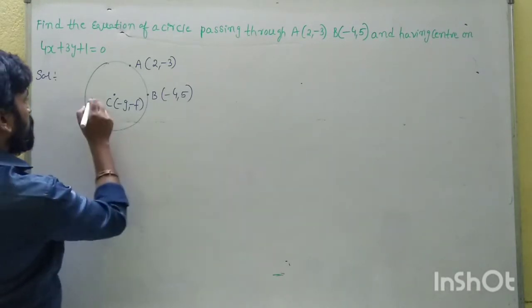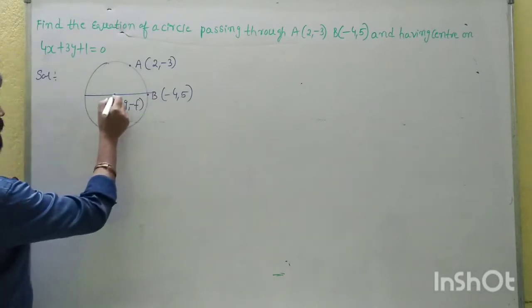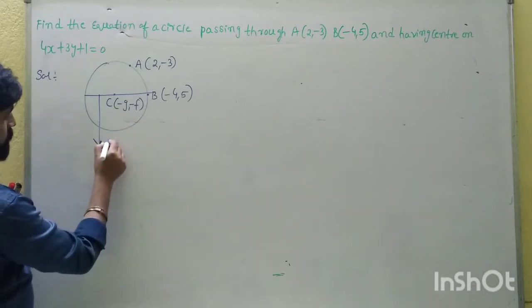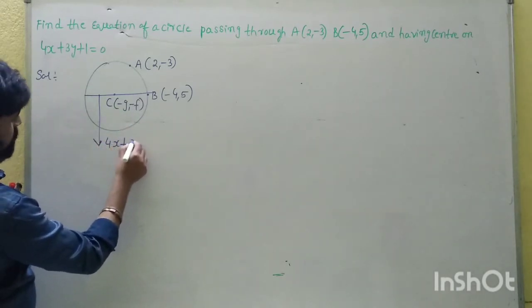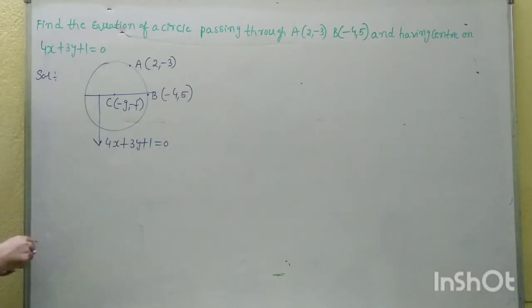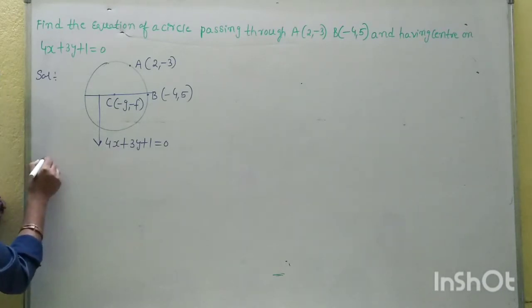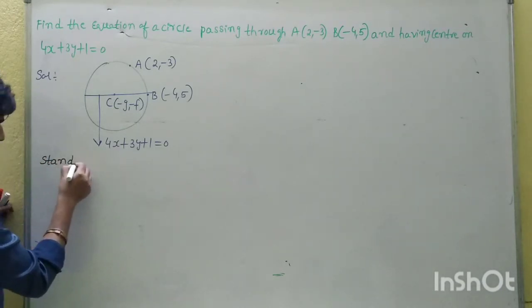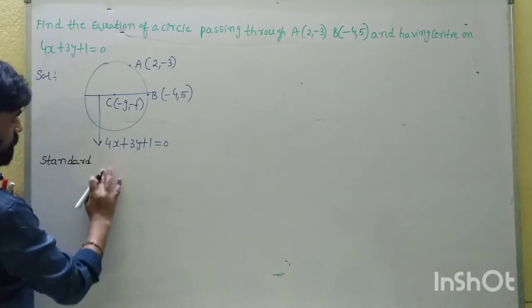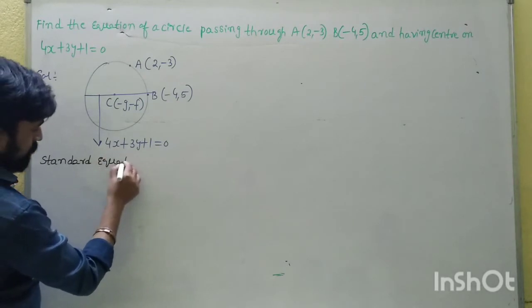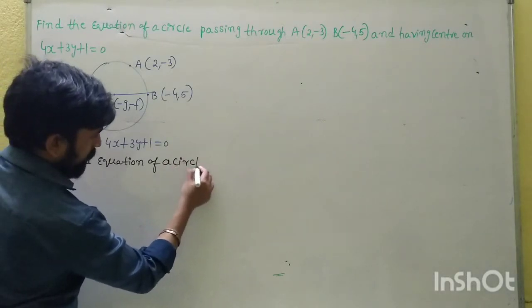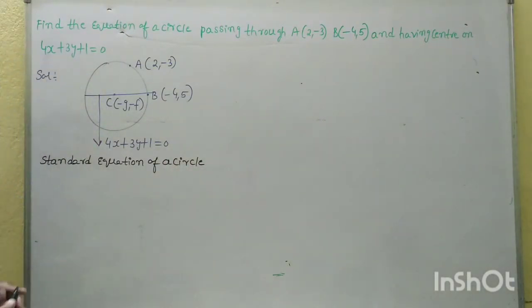This line equation is 4x plus 3y plus 1 equals 0. So now, what is actually the general equation of a circle? The standard equation of a circle.